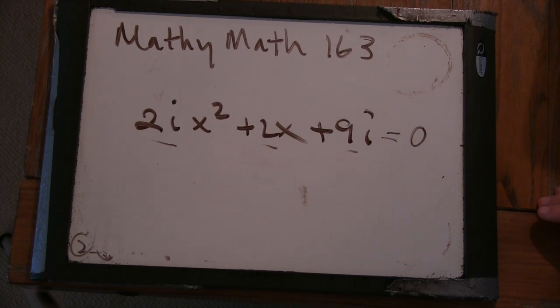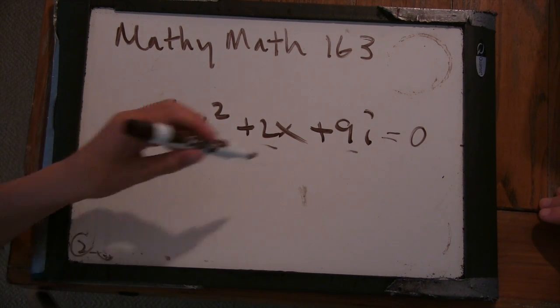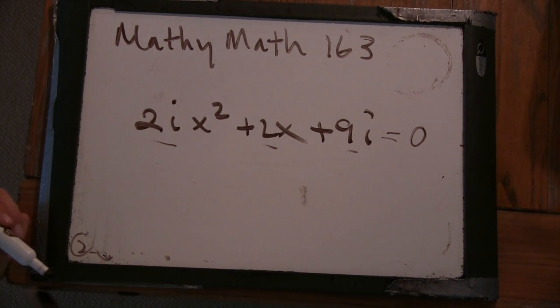Okay. Alright, so here, what makes you want to use quadratic formula here, other than it's in the quadratic formula chapter? I mean, we have i's, so factoring is not going to be much good here. Okay. Alright, well let's see how it goes. What does the quadratic formula say?